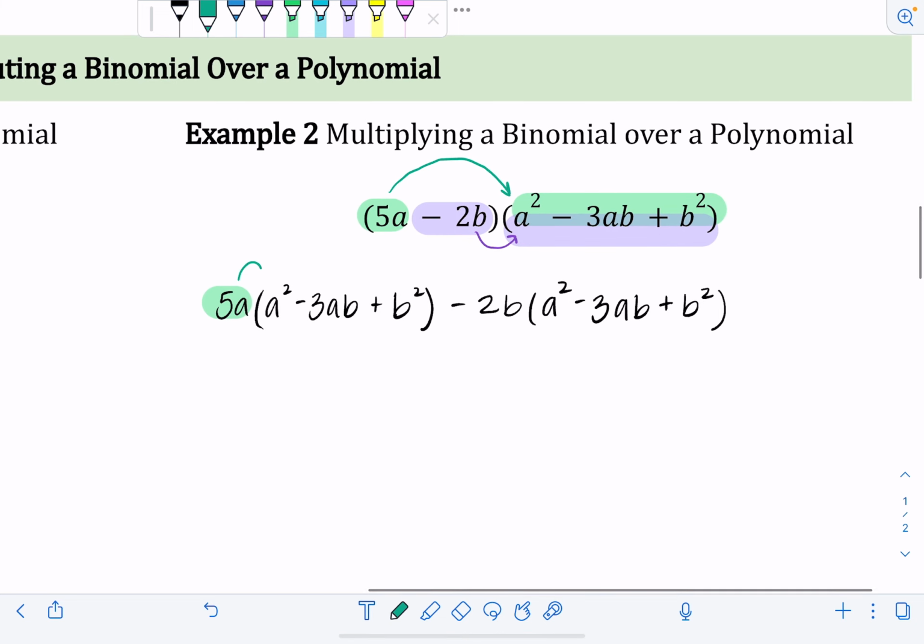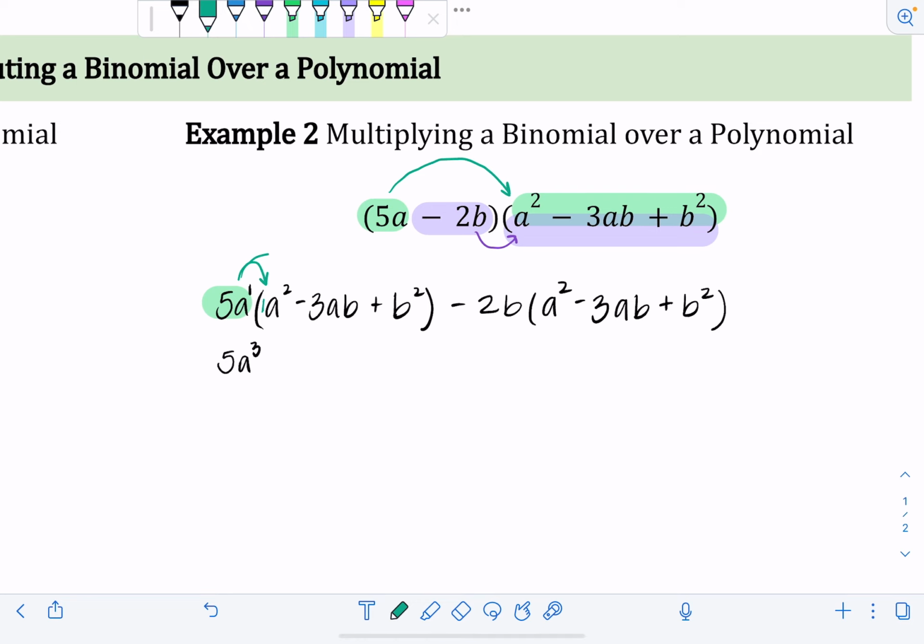So 5a times a squared. This is a 5a to the first power, so keep that in mind. This is like 1a squared because there's no number in front of it. So we would multiply the 5 times the other coefficient 1, which is 5. And then when I multiply the a to the first power times a squared, I would add those exponents and get a to the third power.